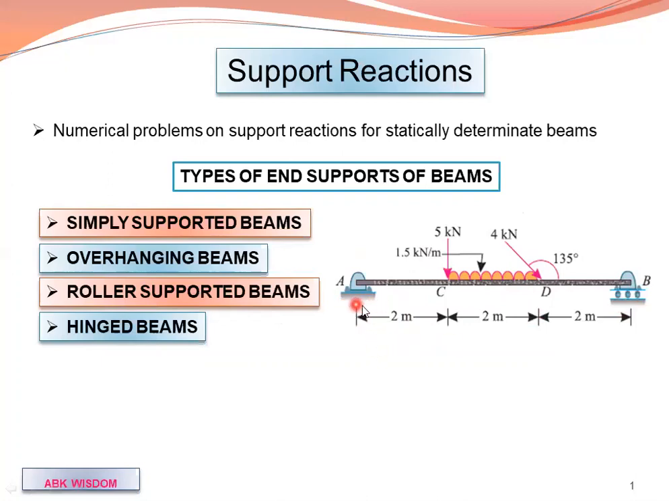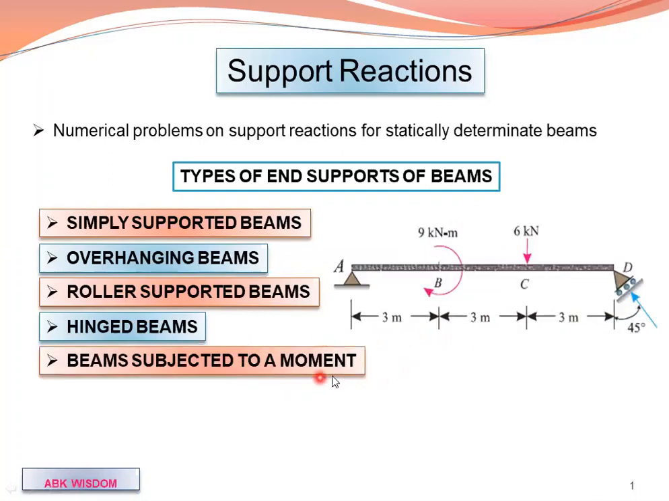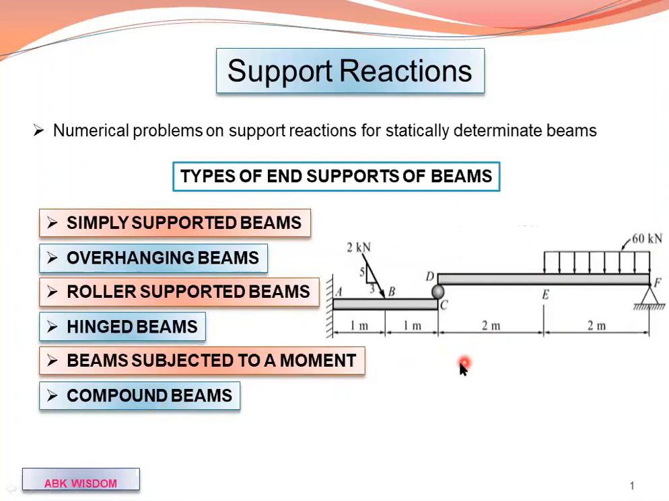In this case, you can see that support A is provided with hinge supports or pin supports, and B is supported with roller supports. Beams which are subjected to moment. You can see that a beam is provided with a moment force. And compound beams. In this, you can see that the beam DF is resting on beam AC. So such type of beams are called as compound beams.